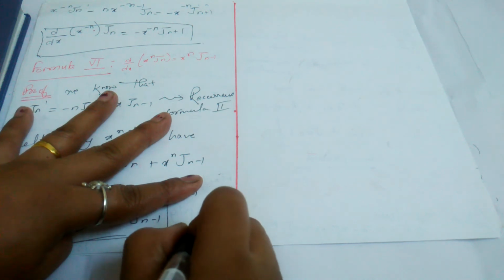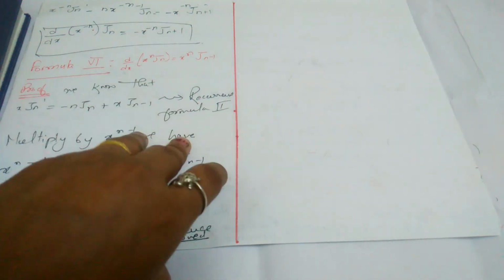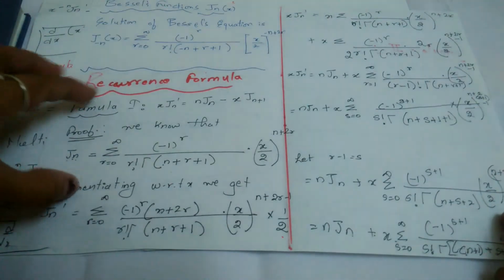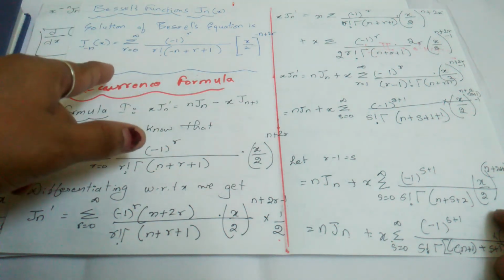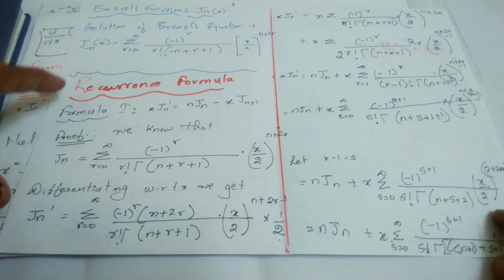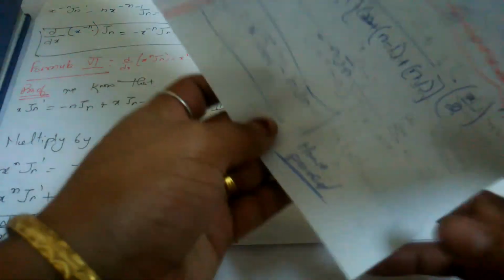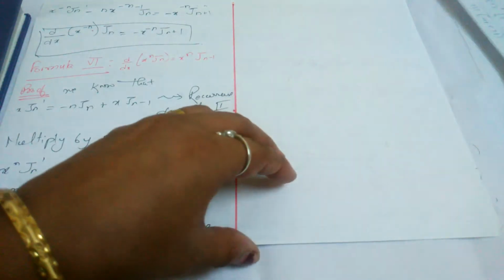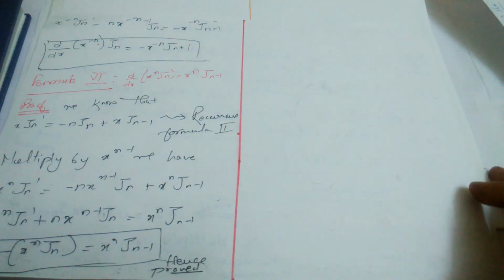Thus we have derived all the 6 formulas for the recurrence relation. If you have a look, we have started with the Bessel function. Bessel function is denoted by J of x. Then for recurrence formulas, there are 6 formulas. This is my first formula for recurrence, this is my second formula, then my third formula here, then the fourth formula, this is the fifth formula, and this is the sixth formula.